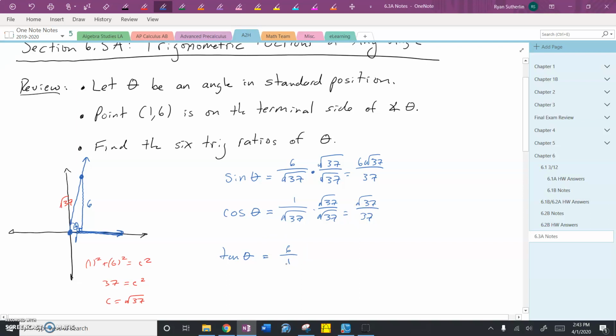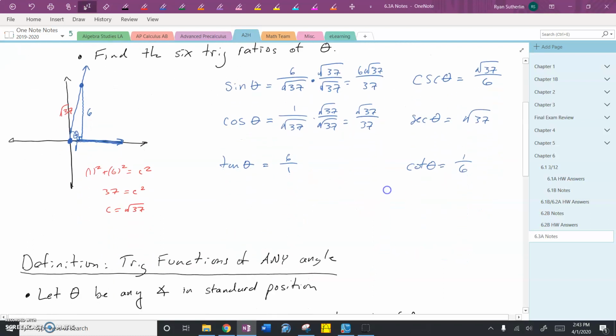Now, let's see if we can remember our reciprocal functions. Sine of theta is always paired with cosecant theta. Cosecant is the reciprocal of sine, so root 37 over 6. Secant of theta is the reciprocal of cosine, so root 37 over 1, which is just root 37. And then cotangent of theta is the reciprocal of tangent, so 1/6. So there are the 6 trig ratios for theta.